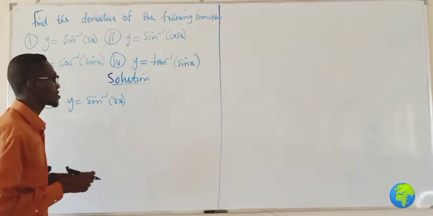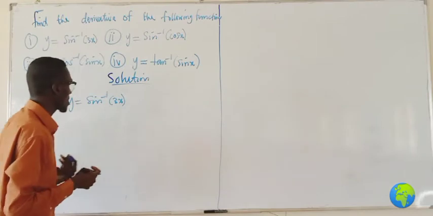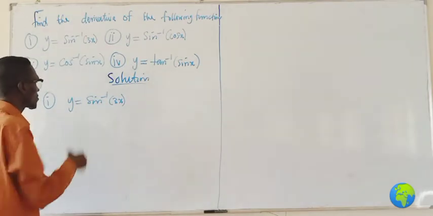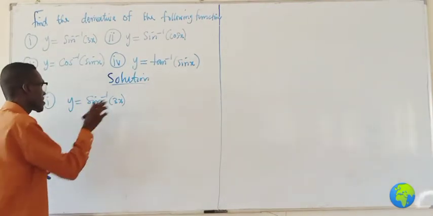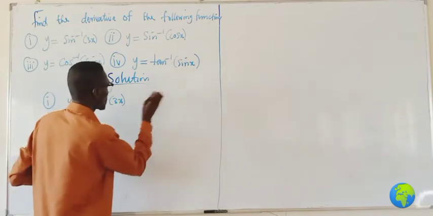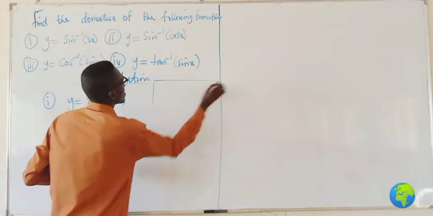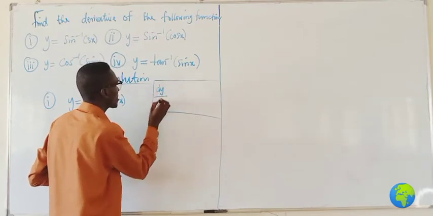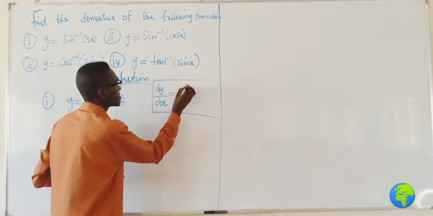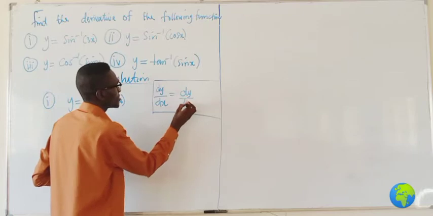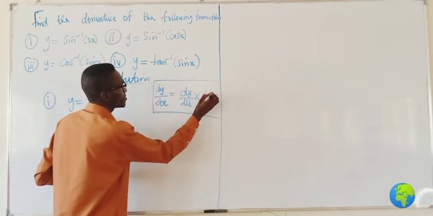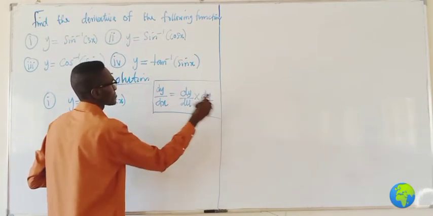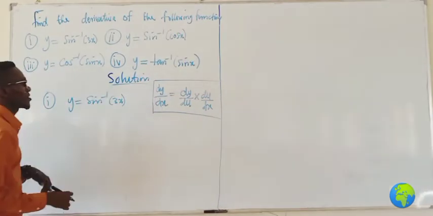I'm sure you are familiar with the chain rule. In case you are still not familiar with it, I'll make a video on it, then you refer back to this so you balance your understanding. So chain rule, let me just write the formula. The formula for the chain rule is dy/dx equals dy/du multiplied by du/dx. This is sometimes called the function of a function.